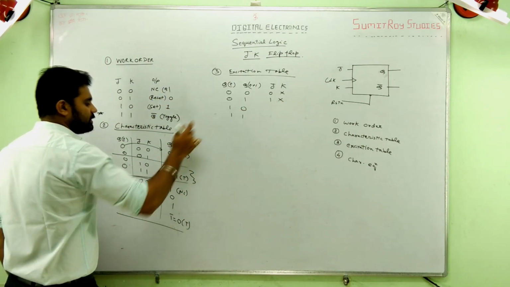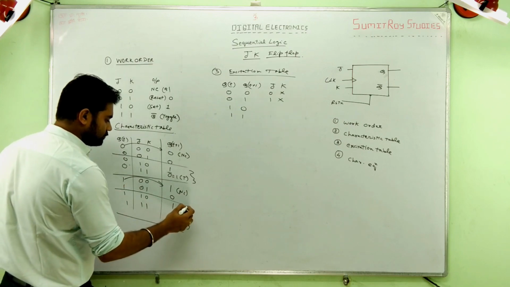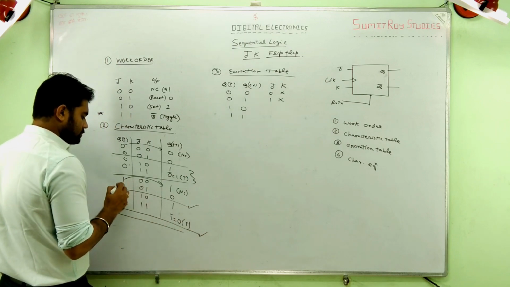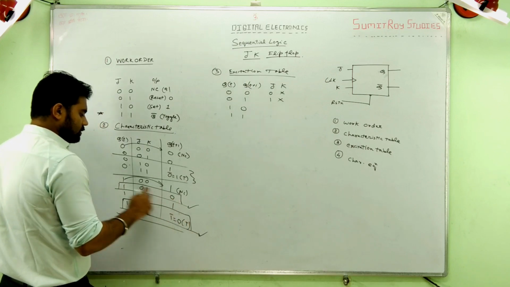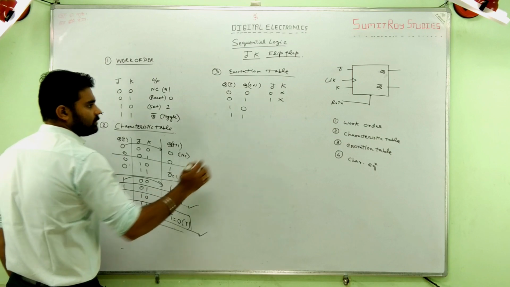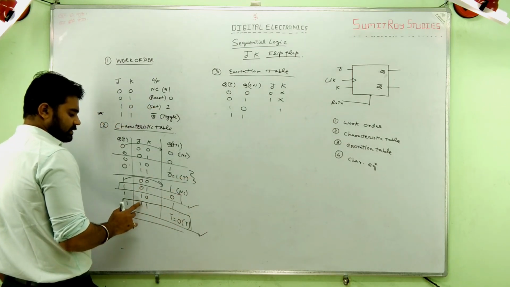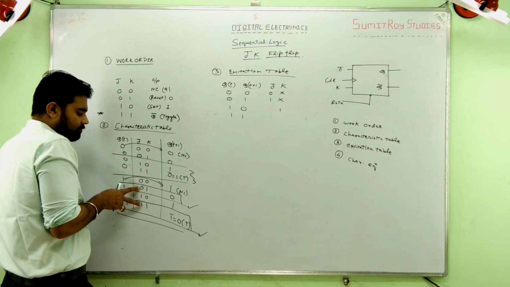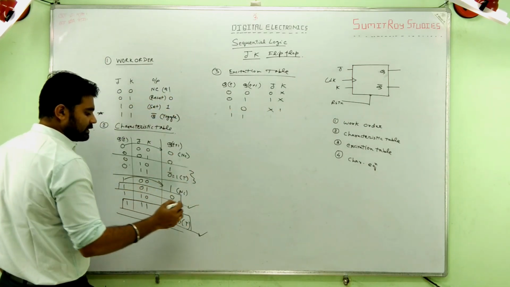Now, the third case, that is 1 to 0. These are the two cases, 1 to 0 and 1 to 0. So K is definitely 1, and J we should not care about. In this case it is 0, in this case it is 1. So in both these cases, J is not consistent, so it is don't care. And lastly 1 to 1.